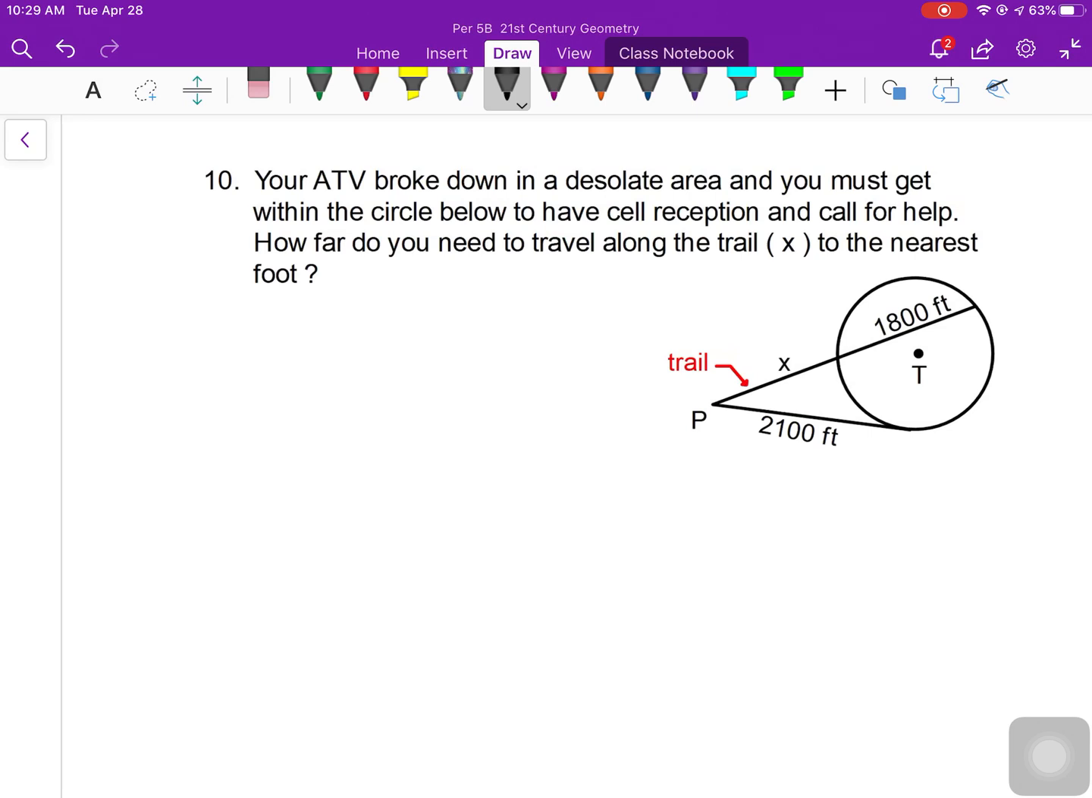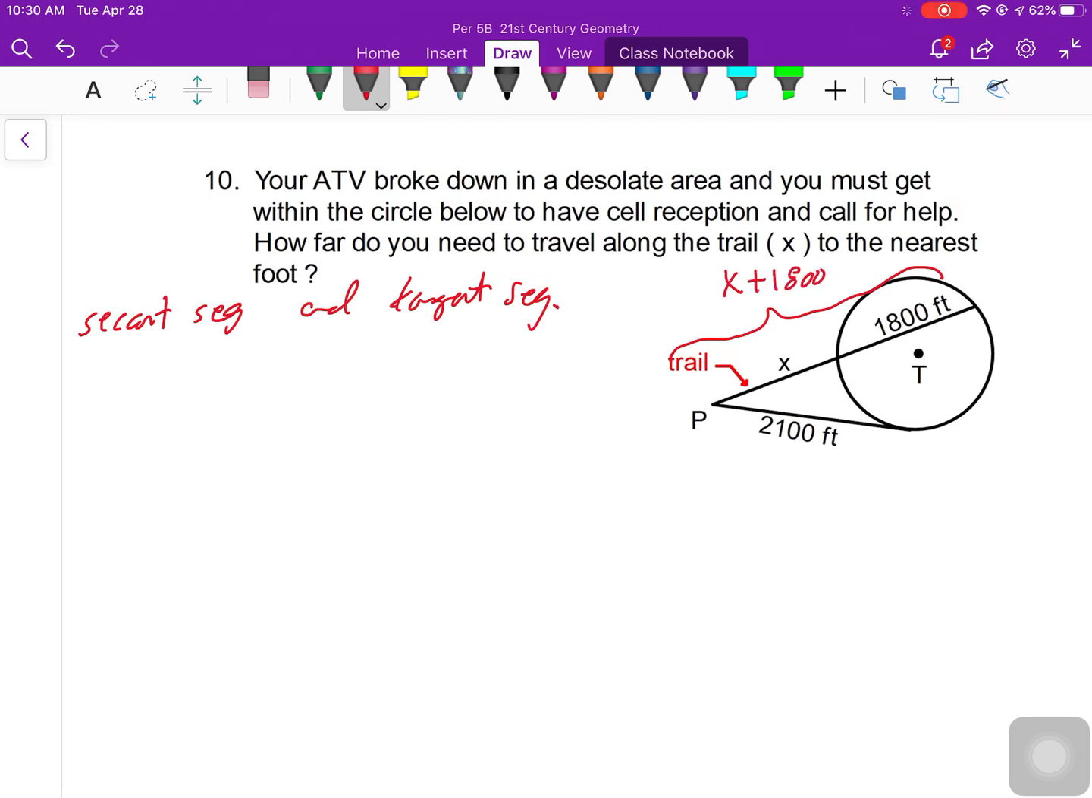Let's try another one. Just one more. This is an application problem, and we had one like this just yesterday in our previous lesson. We have a secant segment, and we have a tangent segment. For this secant segment, the whole length will be x plus 1800. Once again, we're looking for the distance x that we have to travel along that trail.